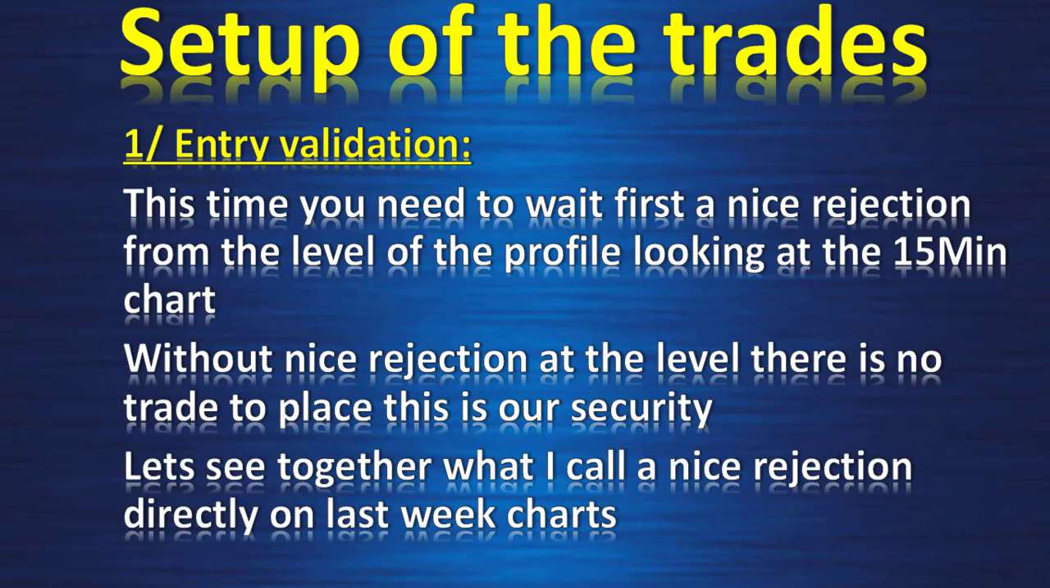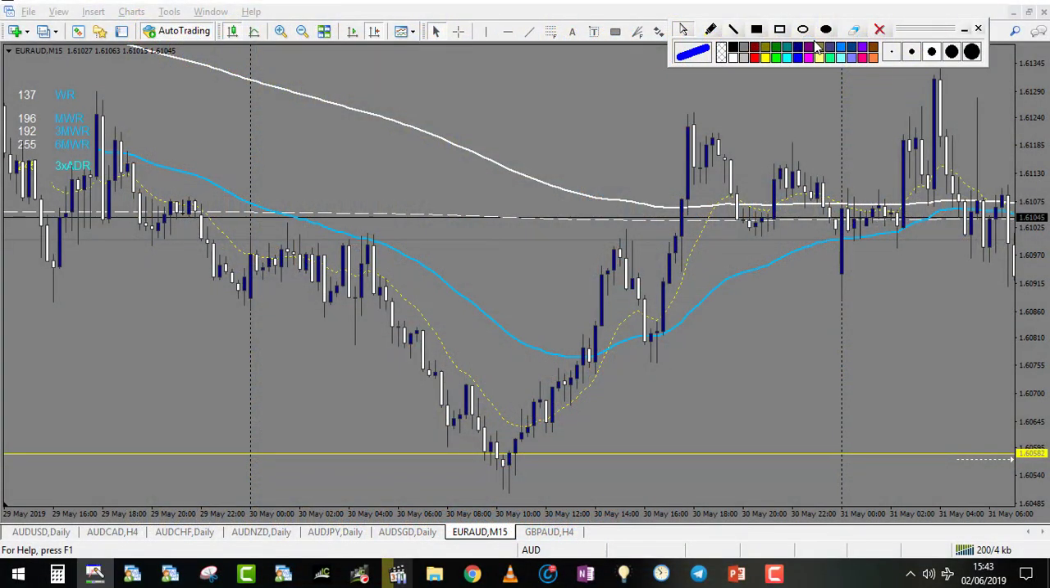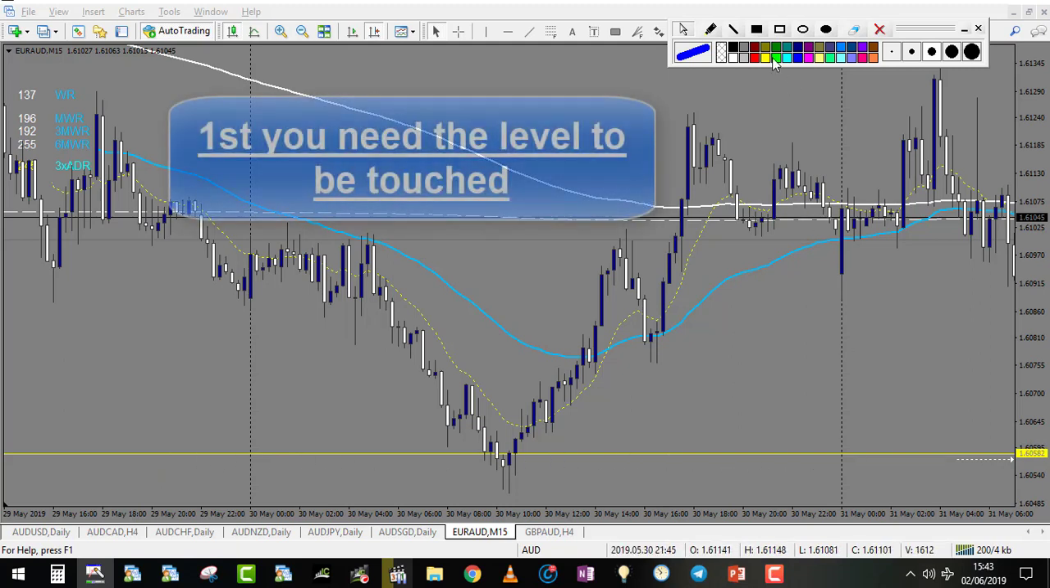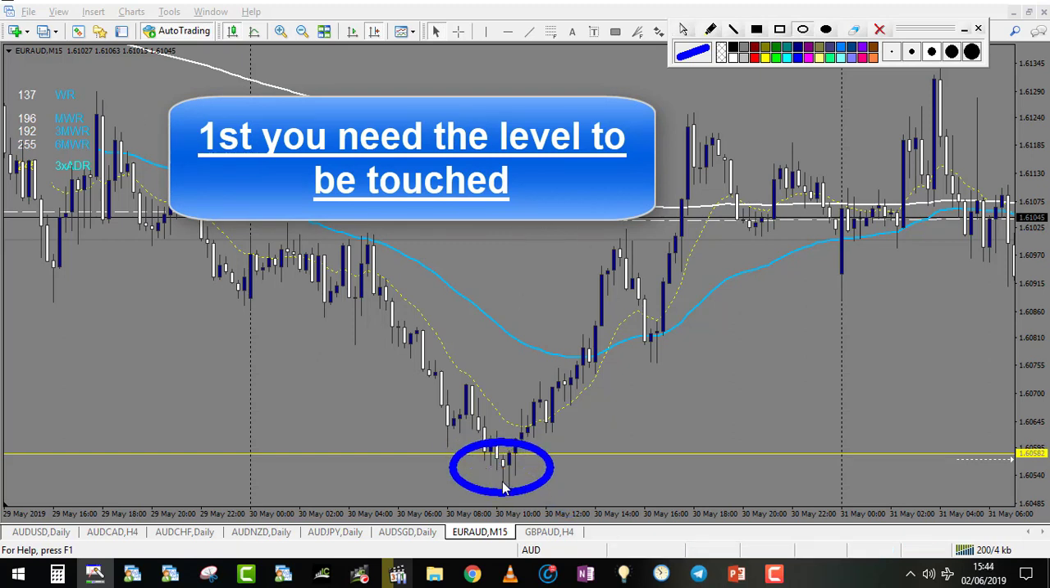Let's see together what I call a nice rejection directly on last week's charts. So to validate a rejection, what we need to have first is this yellow line at the bottom of my chart broken, with wicks or candlesticks on the 15-minute chart. Right here, we have the break and the rejection of it. That's the first element you need to know.